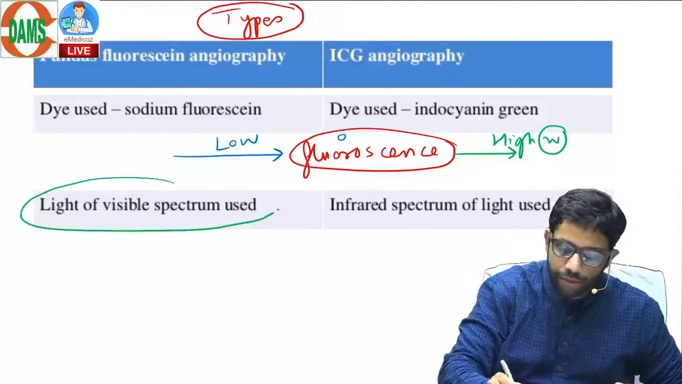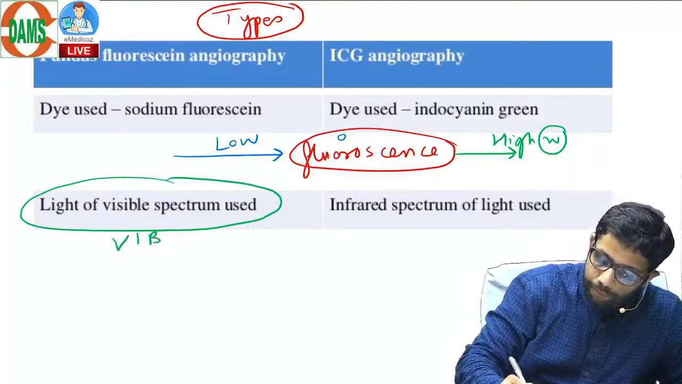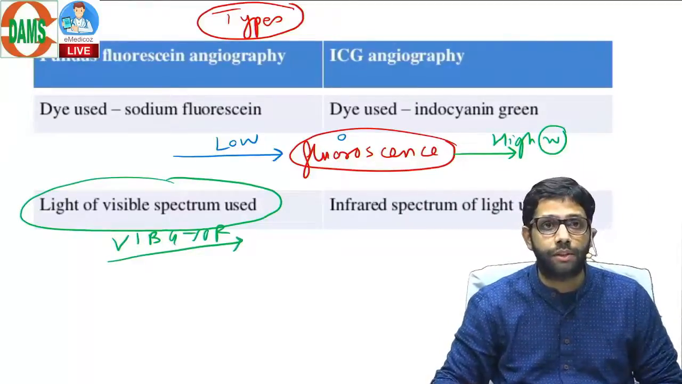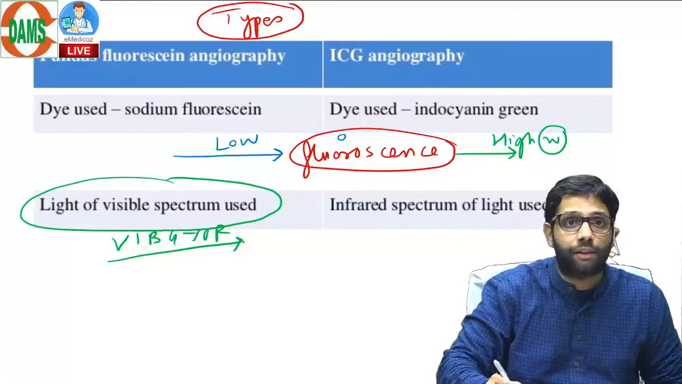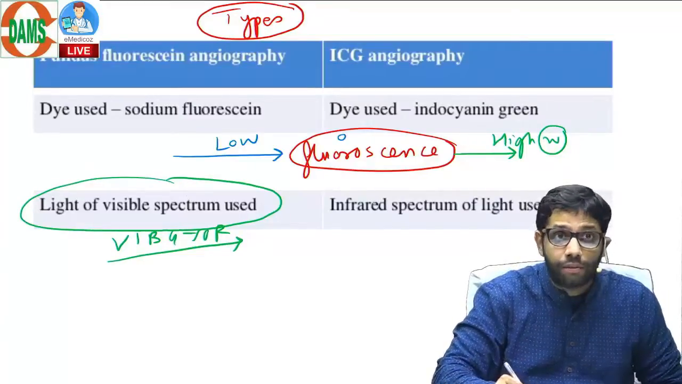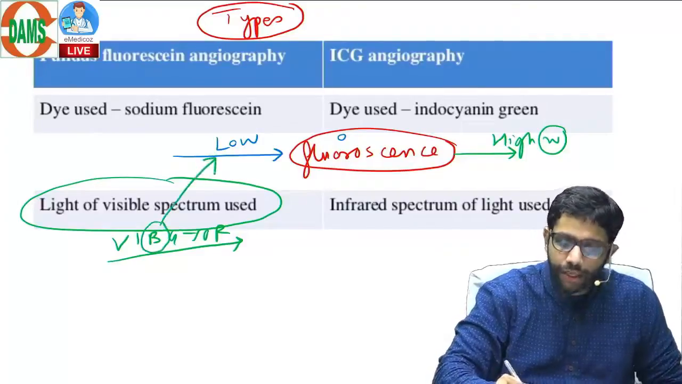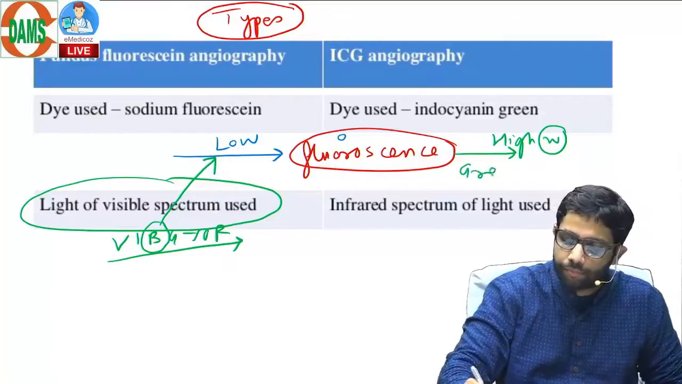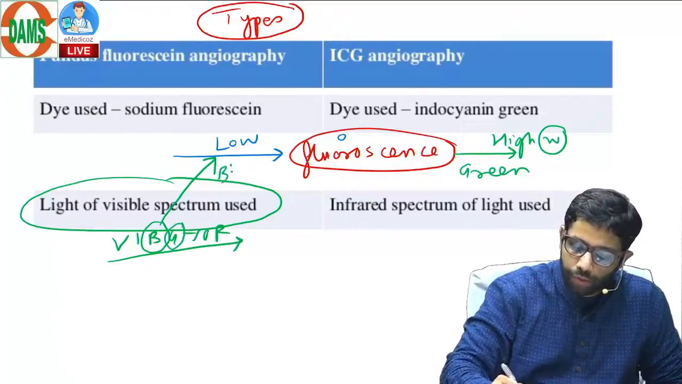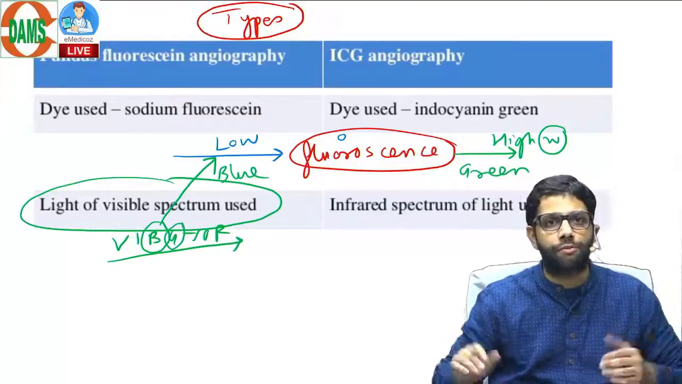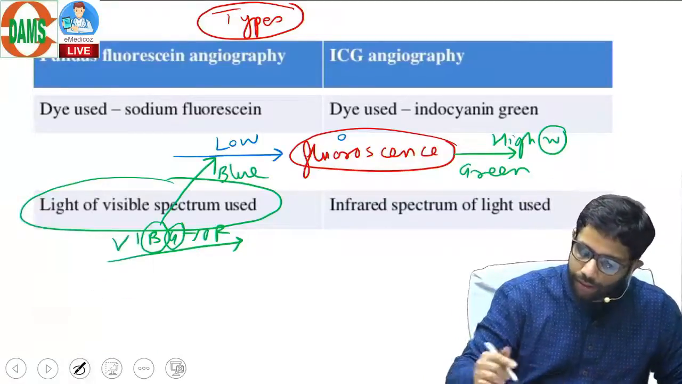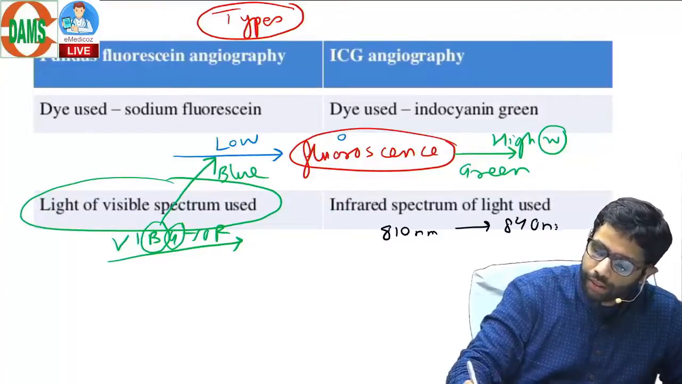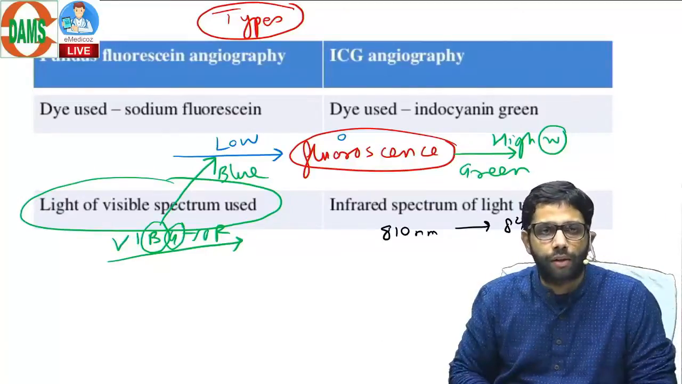The fluorescein angiography, visible wavelength. So what is visible wavelength? Vibgyor. Vibgyor we know, we studied in physics. Vibgyor means increasing wavelength. So in fluorescein angiography, the blue color light comes inside the fluorescein and the outgoing light is green. So blue is of low wavelength, green is of higher wavelength, satisfied fluorescence. What happens in ICG? 810 nanometers light comes inside, 840 goes outside, that is also satisfying fluorescence.